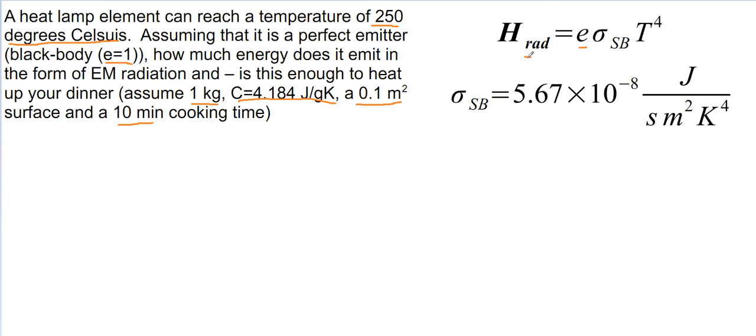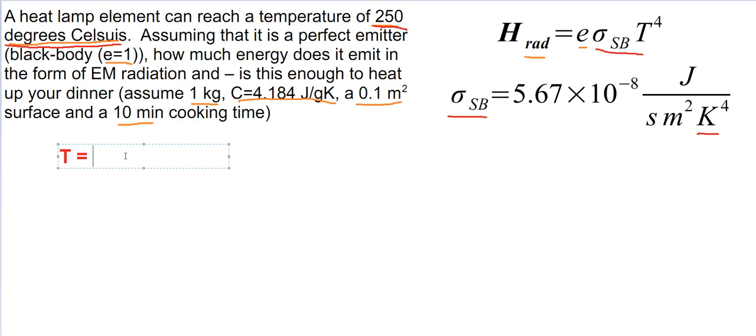This is why there's a little rad down here. It stands for radiation. Now, in order to do this, there's a couple of things that you need to do. The first is, what you'll notice here is this does use the Stefan-Boltzmann constant, and the Stefan-Boltzmann constant is in temperature units of Kelvin. You've been provided with a temperature in degrees Celsius here. So the very first thing you're going to want to do for your heat lamp is convert it to Kelvin.